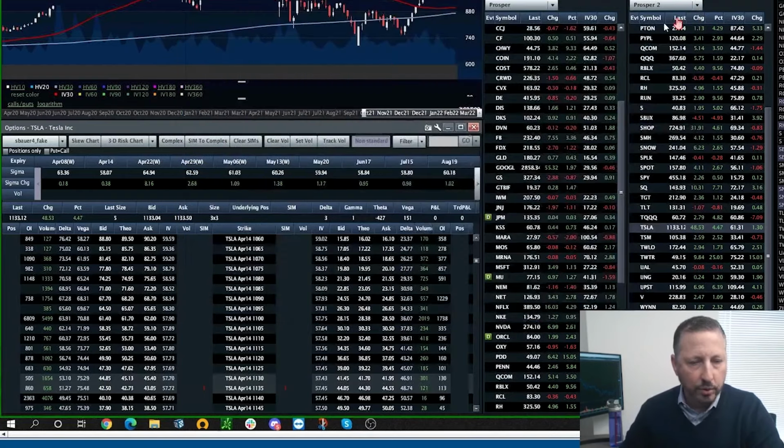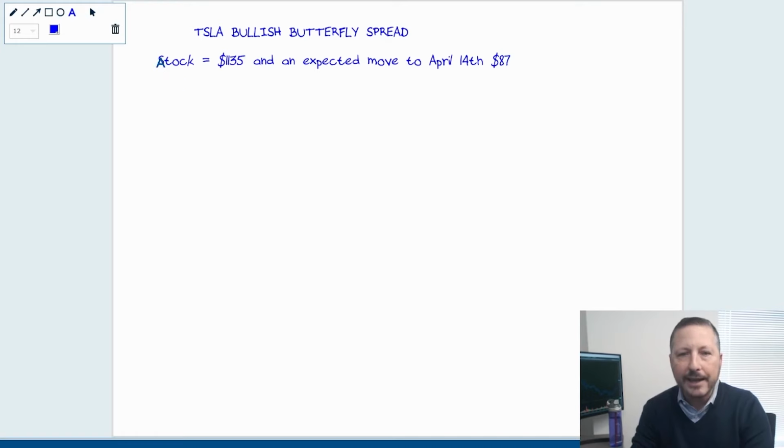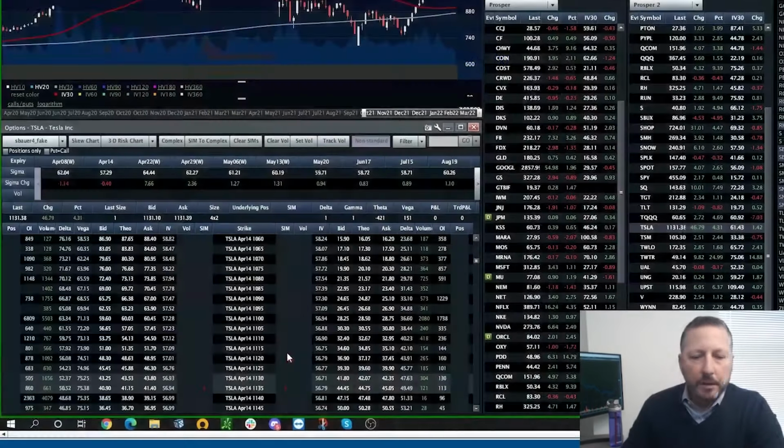With the stock trading at 1135 and an $87 expected move, let's say we're bullish, we're going to target roughly 1220 or so. So why is that? With the stock at 1135 and an expected move to April 14th of roughly $87, we are going to target 1220. So great, we want to target 1220.